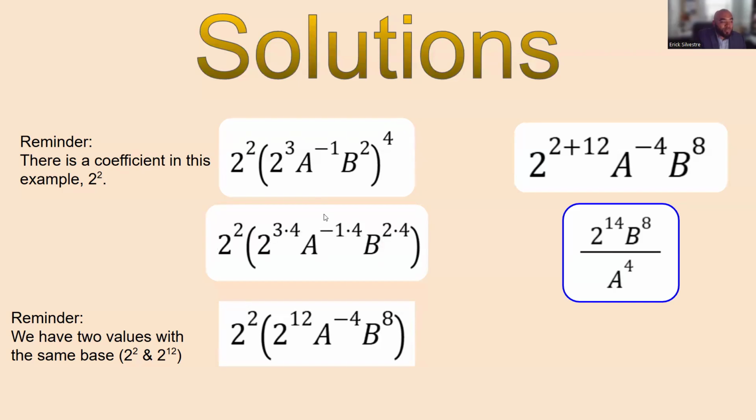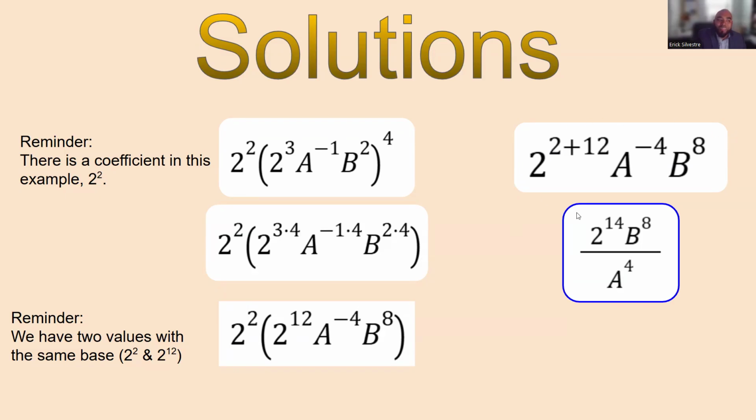All right, if I keep simplifying, I have 2 to the 12, A to the -4th power, and B to the 8th power. Now I see that I still have a 2 to the second power on the outside, and I have a 2 to the second power on the inside of my parentheses. We know that this is a coefficient, which implies that we have to multiply these two values. And we know that whenever we have the same base, we add the exponents. So I end up with 2 raised to the second power plus 12. Everything else stays the same. So you end up with 2 to the 14th power times A to the -4 times B to the 8th power.